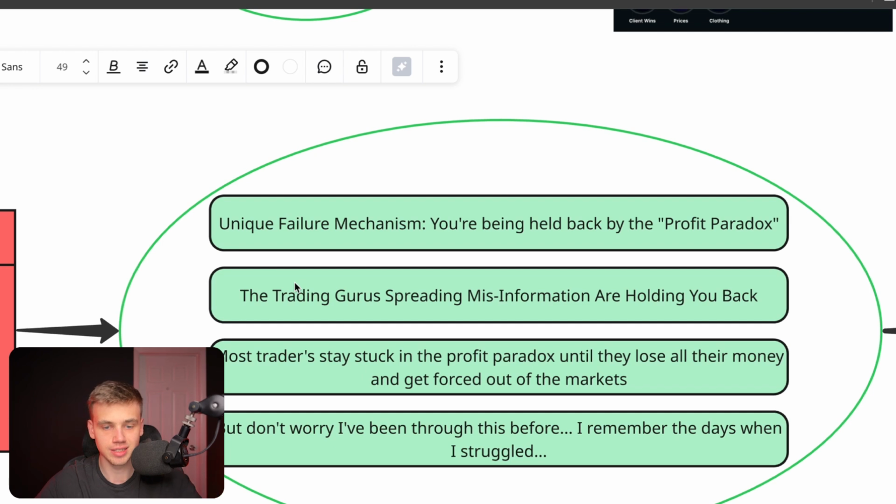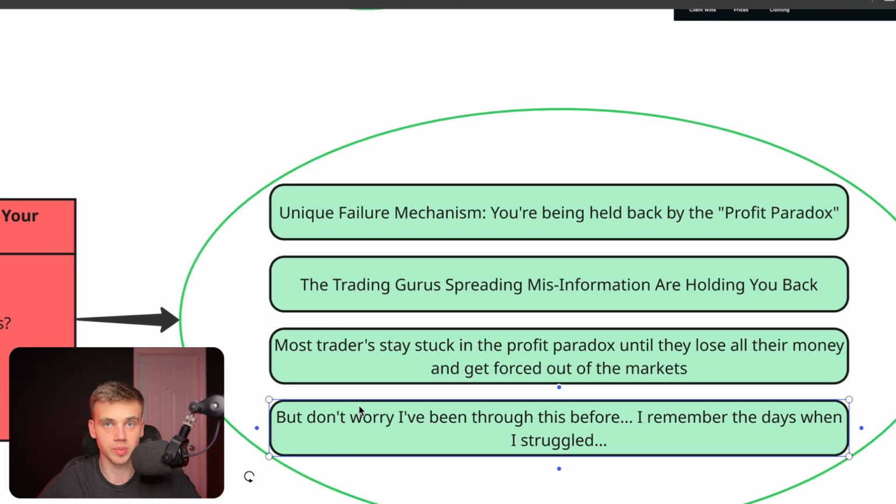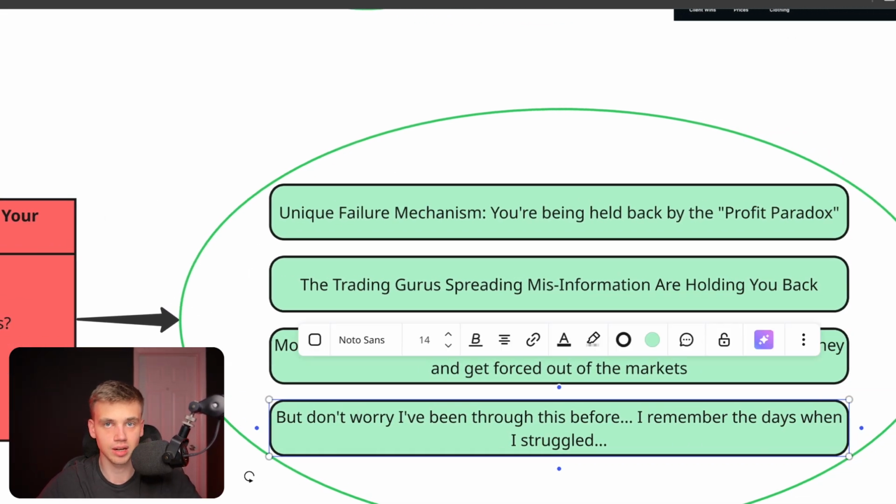But before I do, the answer to the second question is, who do they point their fingers at? And that's going to be the system or the trading gurus that are making them fail, spreading misinformation and holding them back. The third question is, why should I trust you? And the answer to that is, I've been through this myself, so I know exactly what you're experiencing. And since I'm at this point now, I can help you.